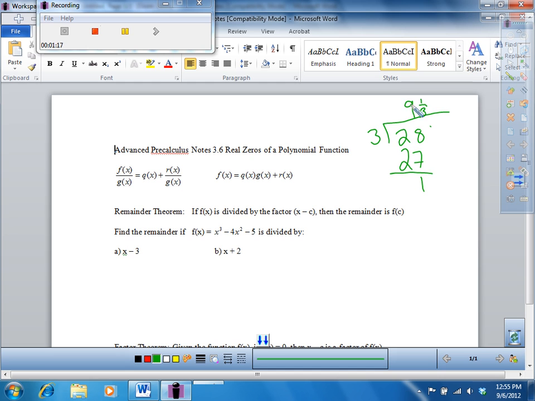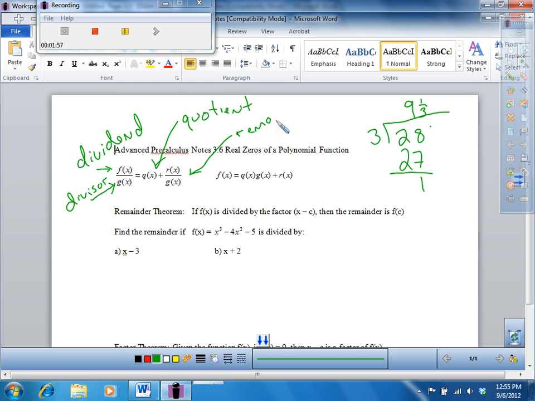So the thing that you divide into is called the dividend. I'm just trying to show you this because this works exactly the same with numbers as it does with polynomial functions. The thing that you divide by is called the divisor. I hope I have these straight. The thing that you get when you divide is called the quotient. And this thing that's left over is called the remainder.